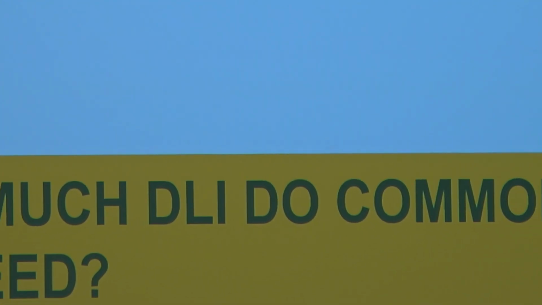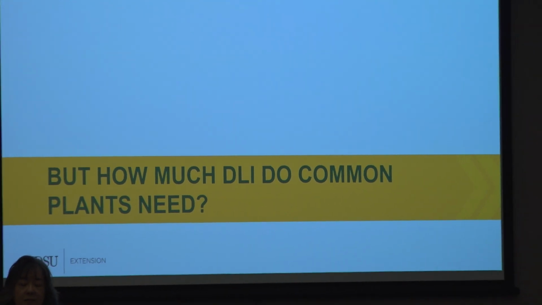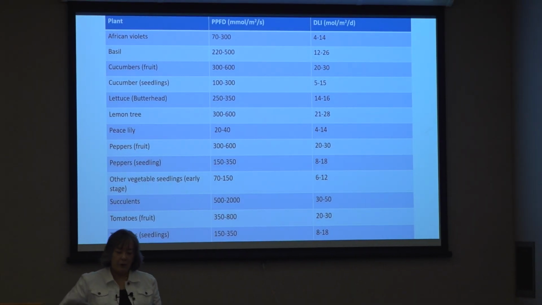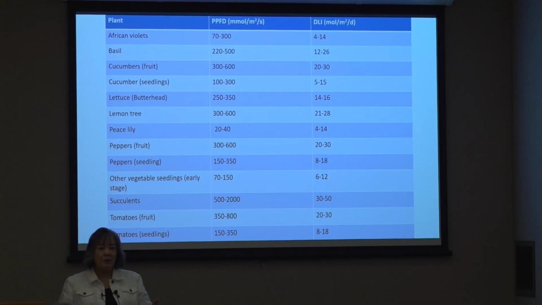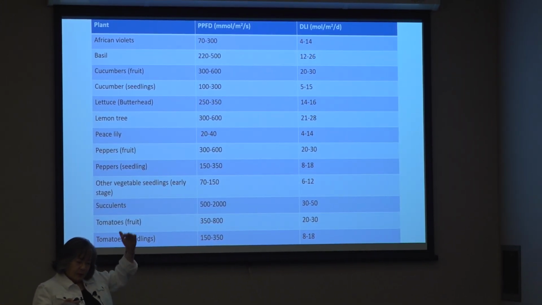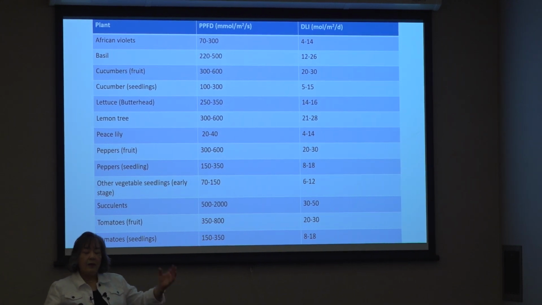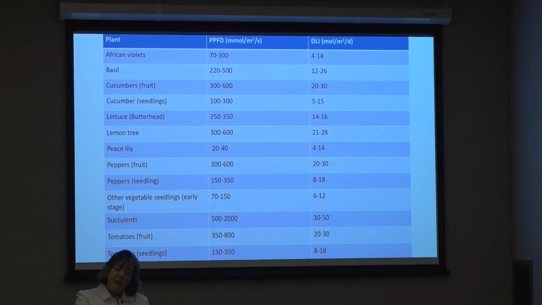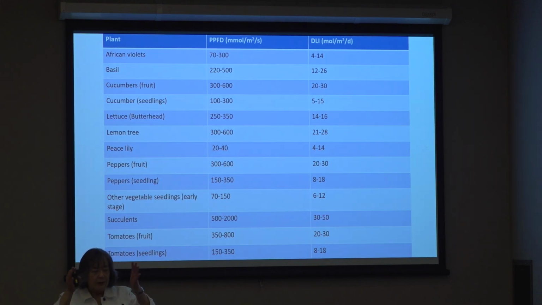So how much DLI do common plants need? I've put together a table here to help you out. I know your head is spinning with all these numbers and such, but I've got the plants on the left-hand side. The middle column is going to be that light intensity in terms of PPFD, and the column on the right is going to be the DLI, which includes the useful light per day.